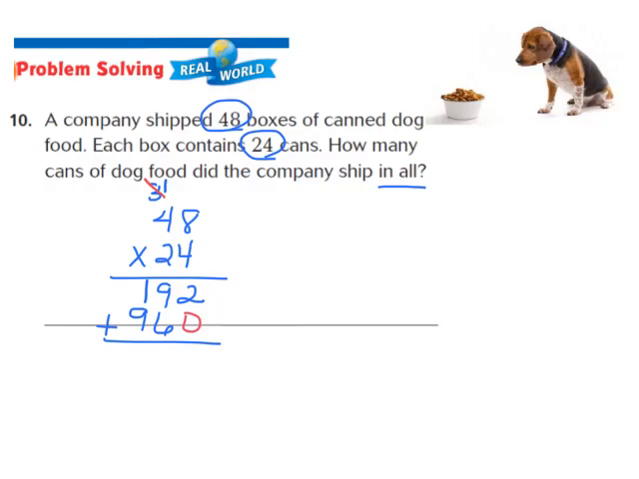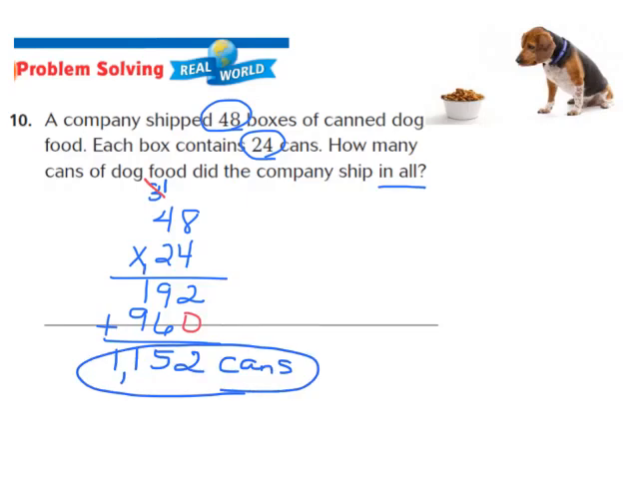2 plus 0 is going to give me 2. 9 plus 6 is going to give me 15. Now I have 9 plus 1, which is 10, plus 1 more is going to be 11. So I know that we've shipped 1,152 cans of dog food, and that turns out to be our final answer.